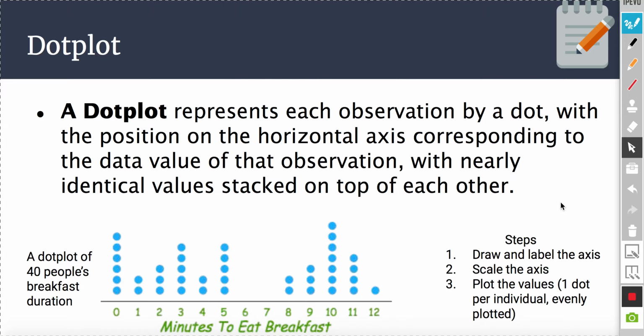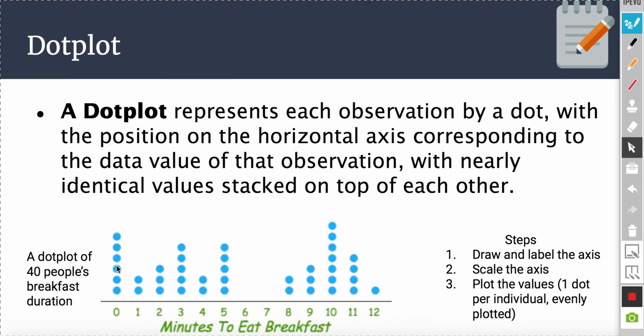A dot plot represents each observation within your data collection by a dot, with the position along the horizontal axis corresponding to the data value of that observation, with nearly identical values stacked on top of each other. So for example, in this display, let's say we were collecting data on 40 people, how long they eat breakfast, and we're rounding to the nearest minute. If we're rounding to the nearest minute, that becomes a discrete variable: 0, 1, 2, 3, 4, 5, 6, 7, 8, 9, 10, 11, 12 minutes or whatever. And we would put a dot for each person and how long it takes them to eat breakfast.